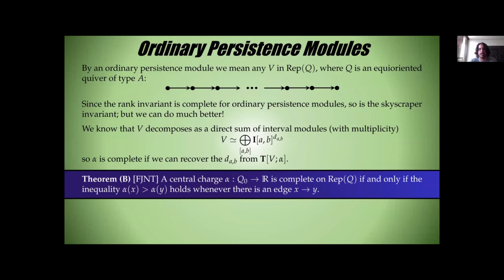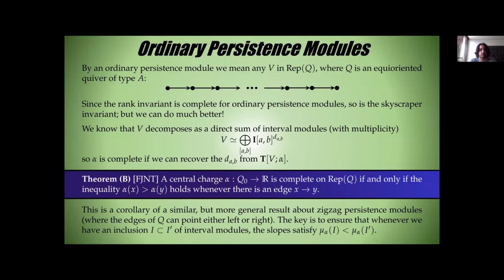It's very nice. And in fact, what's nice is that you can do the same thing for zigzag persistence modules, but then it's not strictly decreasing. It depends on which arrows go left and right. There's a different partial order depending, and I really don't want to get into the combinatorics of it. So that's the first result. So on zigzag and these ordinary persistence modules, you don't need anything as fancy as the skyscraper invariant. Anything that basically decreases along the edges will work.